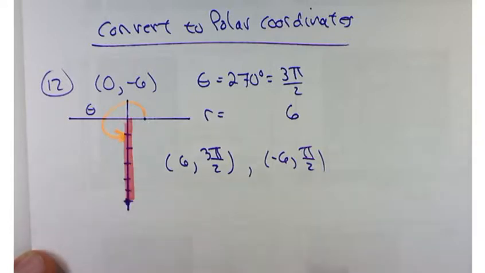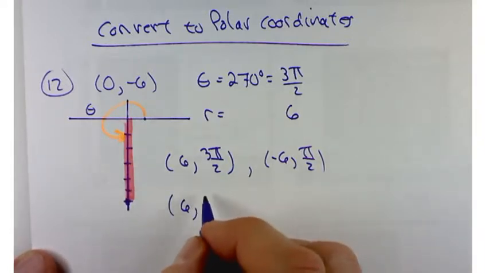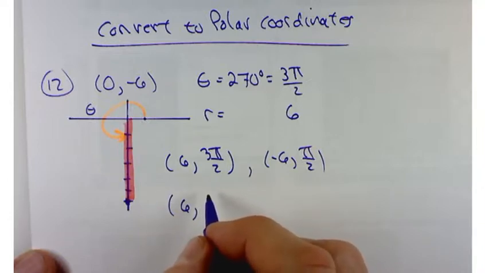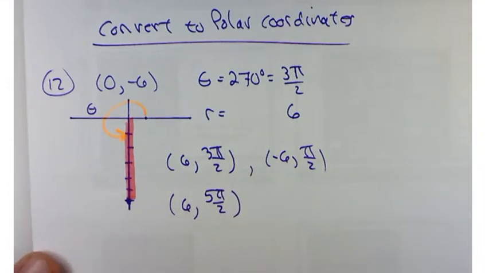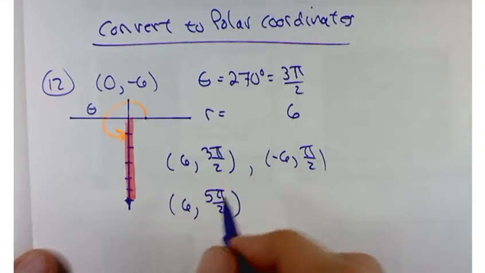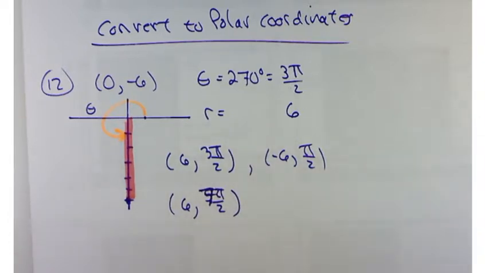So yeah. How about 6 and, let's see, what would it be? 5 pi over 2? No, it'd be 7 pi over 2, right? Yeah, 7 pi over 2. And so on. You can just add multiples of 2 pi to that and keep on generating more and more equivalent points. So yeah, nice observation.